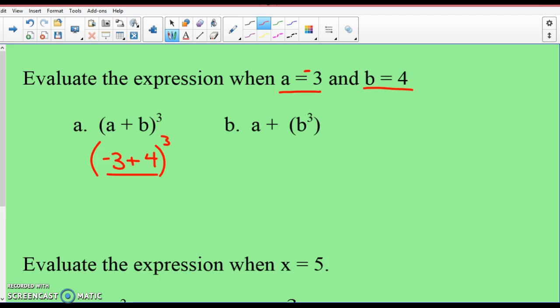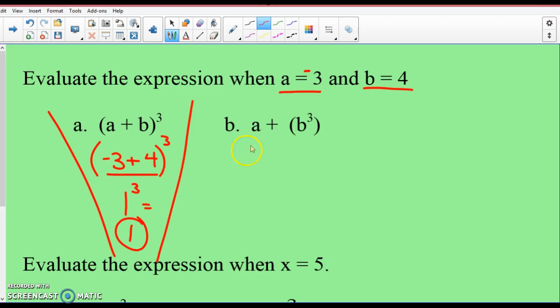Yep. What's negative 3 plus 4? Correct. So I'm going to have 1 cubed. What is 1 cubed? Correct. It's 1 times 1 times 1. There's my PEMDAS pizza with substitution.